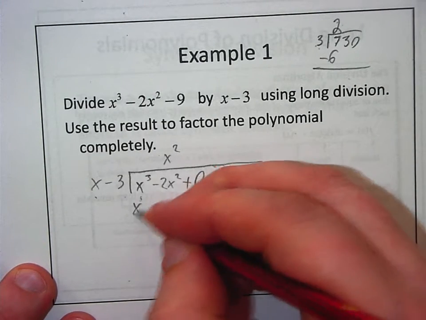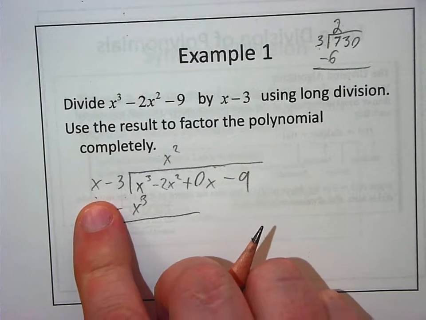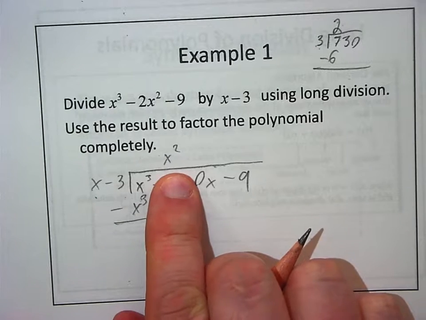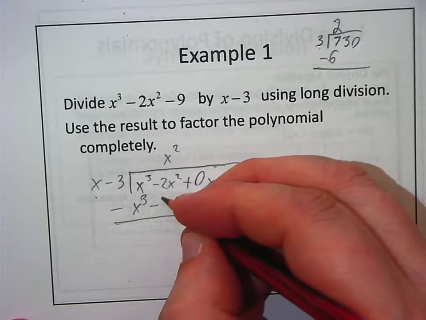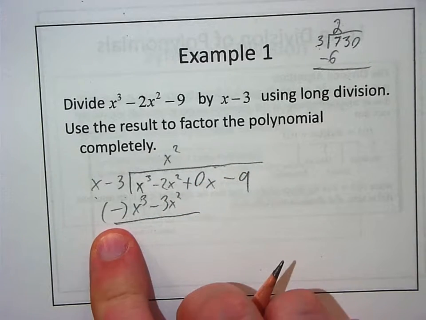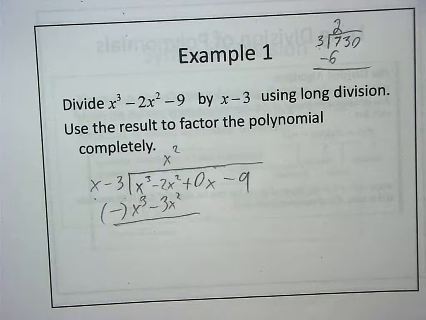I'm going to do the same thing down here. X times x squared is x cubed. And then I'm going to subtract. Thing is, I don't just have x out here. What else do I have? Minus 3. So I also have to take negative 3 times x squared. That gives me negative 3x squared. So I usually put parentheses around this just so I have a mental or a visual thing to remind me that I'm going to subtract everything there.